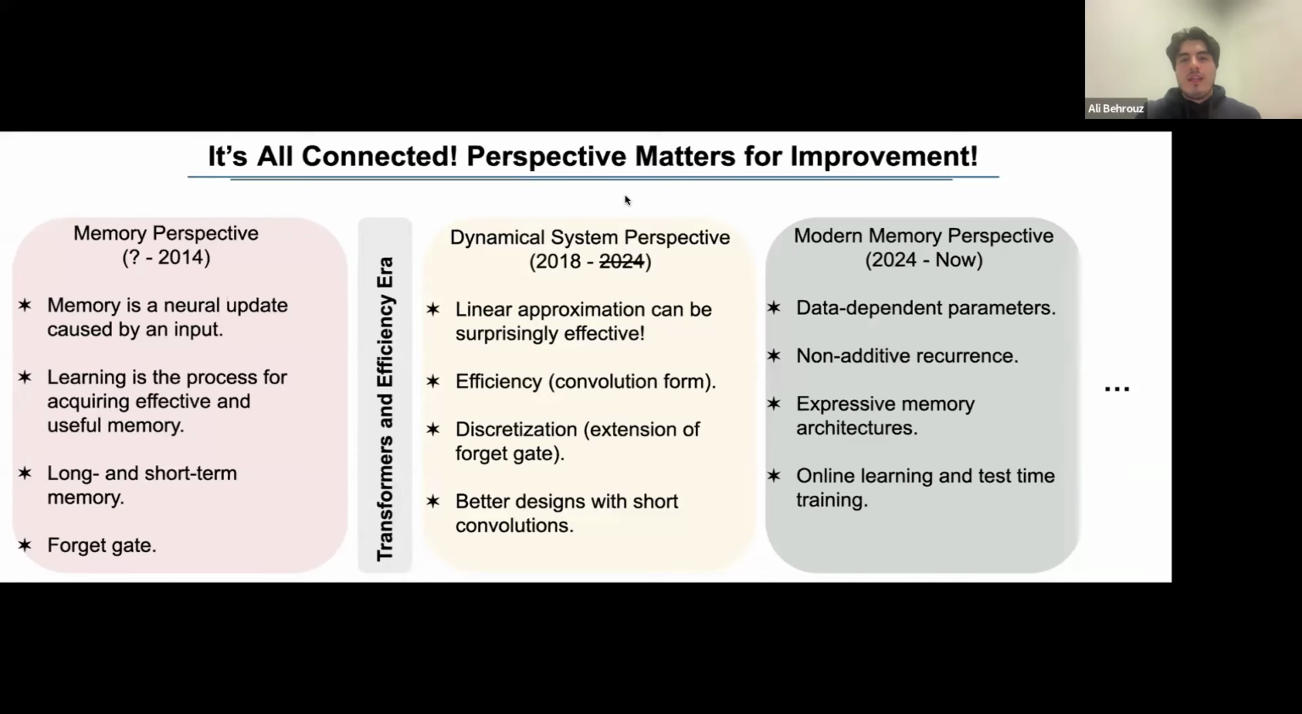Concurrently, there are some other perspectives that help this efficiency era. For example, around 2018 or 2020, there is the dynamical system perspective, where we see the sequence as a dynamical system and use linear approximation to model it. We can see that linear approximation can be surprisingly effective. We can learn something about the convolutional form of these architectures and how to implement them efficiently. We can see a generalization of the forget gate from traditional RNNs, which they called discretization. There are different micro changes in the architectures that all come from this perspective.